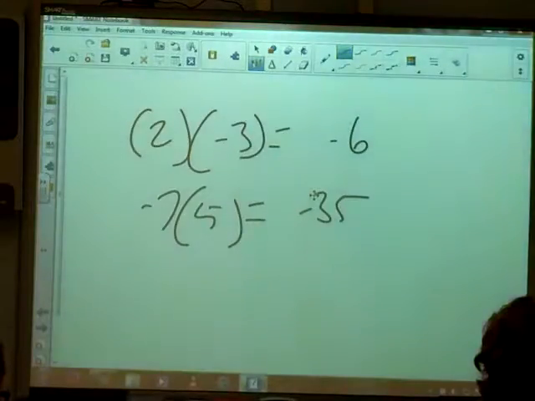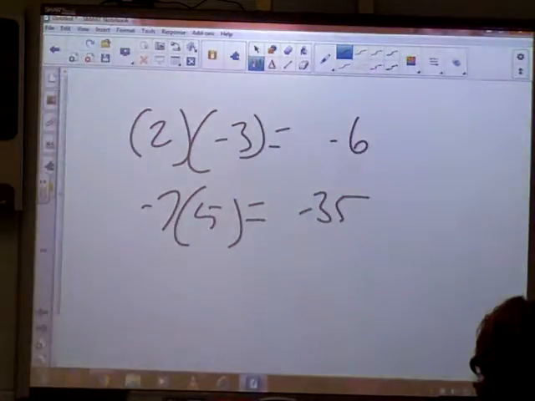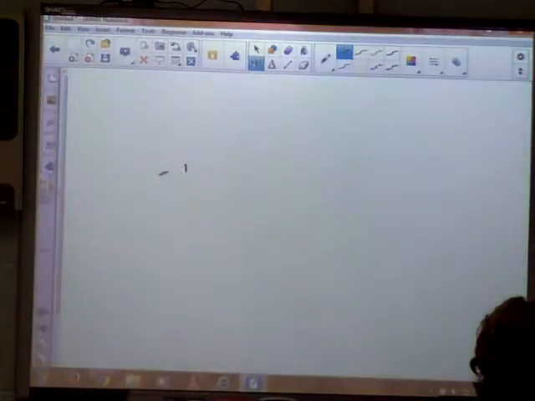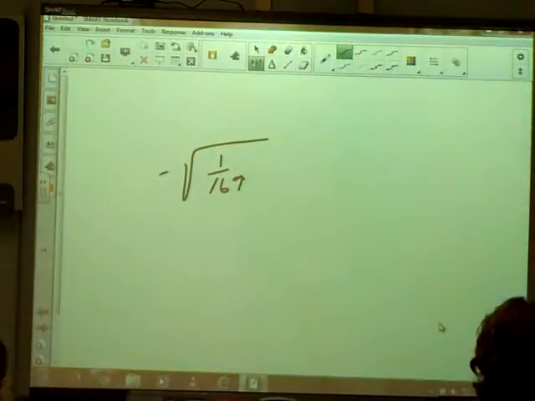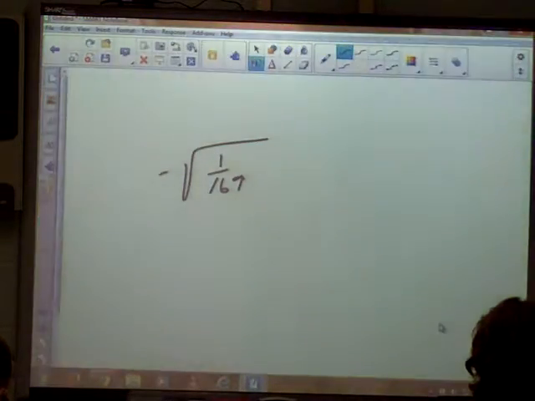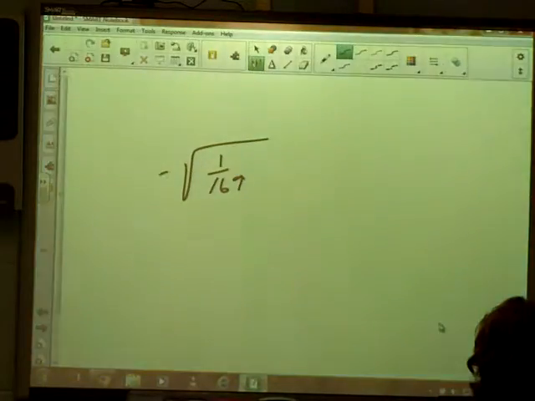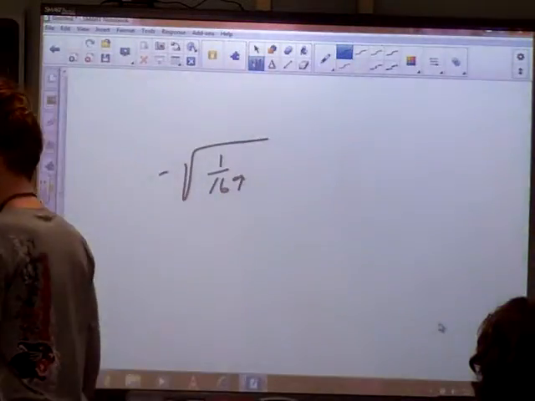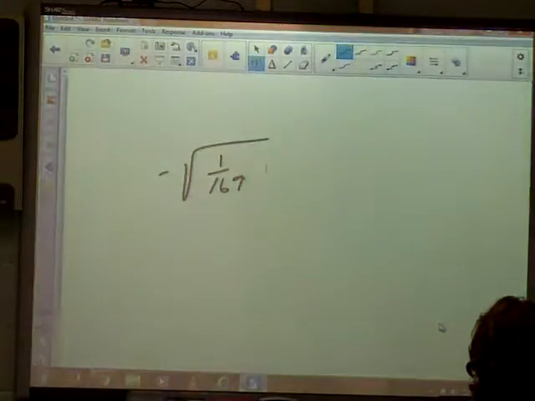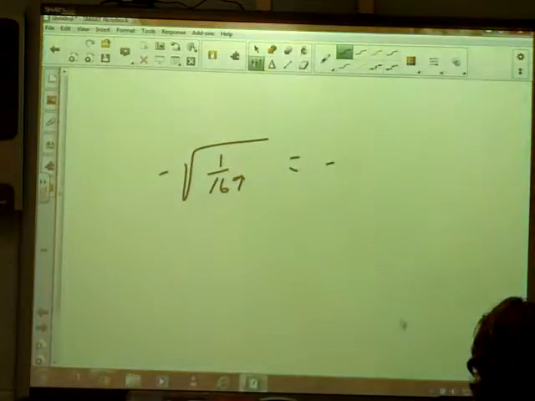Number 10. I was looking ahead. Negative square root of 1 over 169. It says find the square root. If it's not real, say so. So is that not real? No, it's real. There's a negative on it though. Where would the negative have to have been to make that not real? Inside. Good. It had to be underneath the radical, but outside the radical is okay. That just means we're going to stick a negative outside our answer.